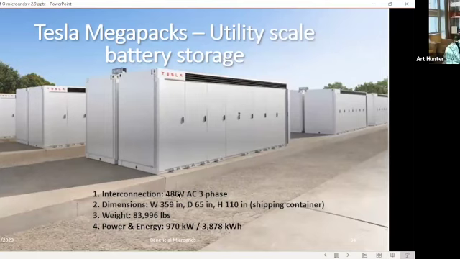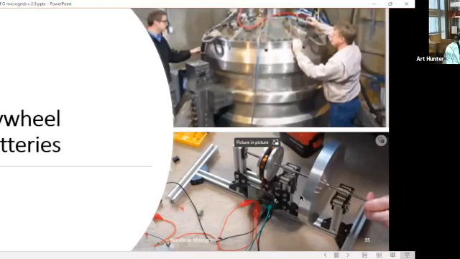Now, for those who aren't familiar, Tesla makes Megapacks of batteries, and each one of these will fit into a shipping container, and there's lots of data here on the size and the amount of storage it'll do. Flywheels, of course, are another way to store energy, and some of them are pretty big, and they are used in some locations.